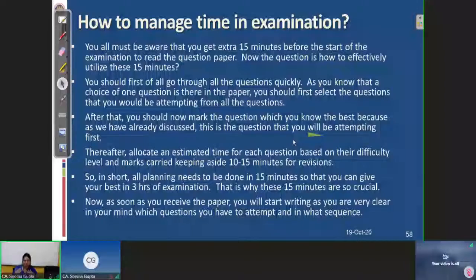So this was all about how to manage time in the examination, how to prepare for the examination, how to cover the syllabus, how to study effectively, how to learn the concepts given in the study material, how to practice more and more problems, how to assess your level of preparedness.